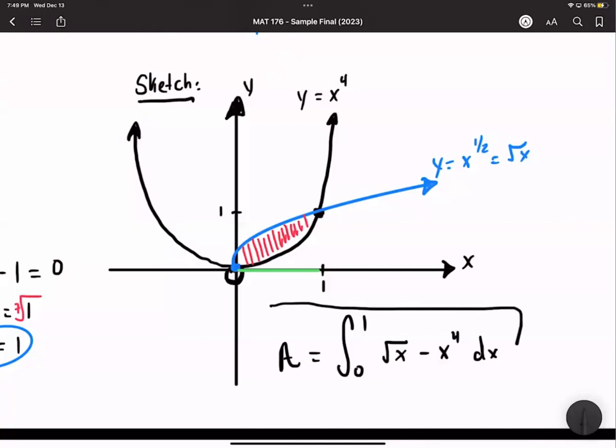And I have some good news for you guys, because in problem 5, it says you set up the integral, but you don't evaluate it. So we're going to leave this alone.